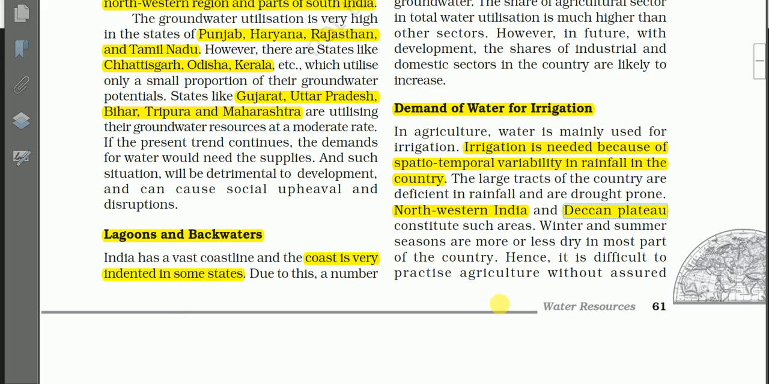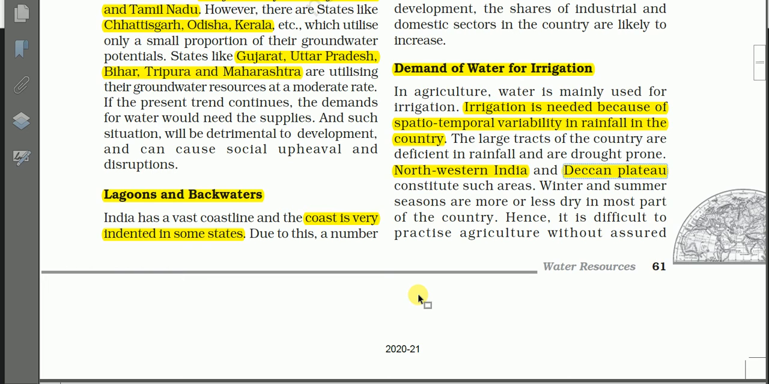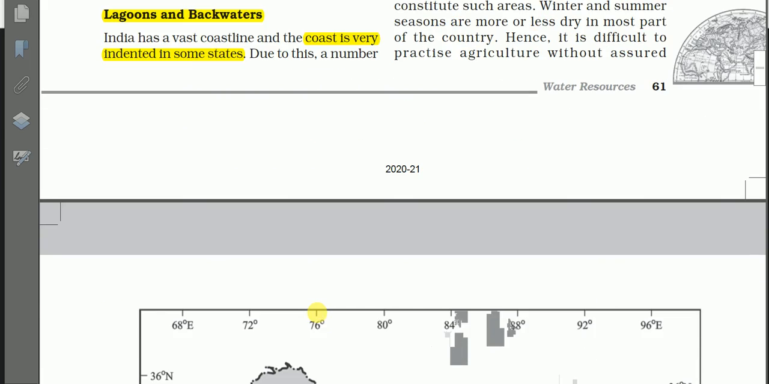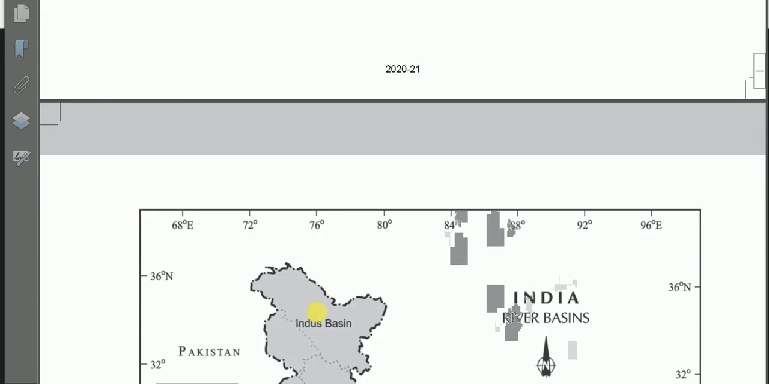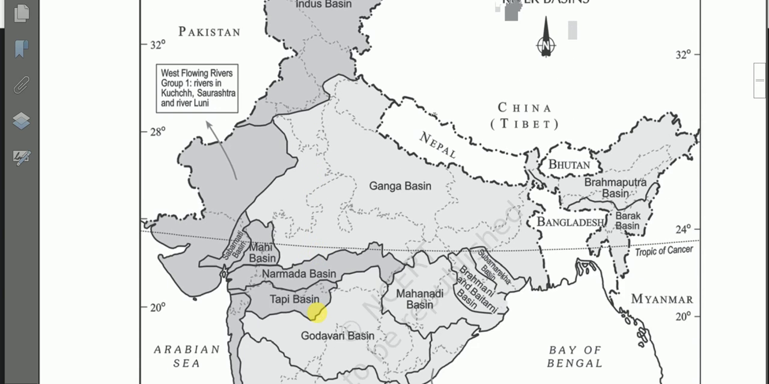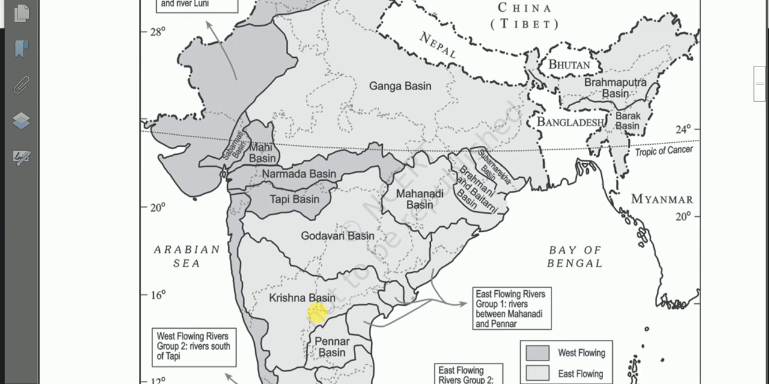Winter and summer seasons are more or less dry in most parts of the country. Here in Manipur also, the winter season is mostly dry. There is little rainfall. Hence, it is difficult to practice agriculture without assured irrigation. So if you want to grow crops during the winter, we need irrigation. If you want to grow rabi crops, then we need irrigation for certain crops.